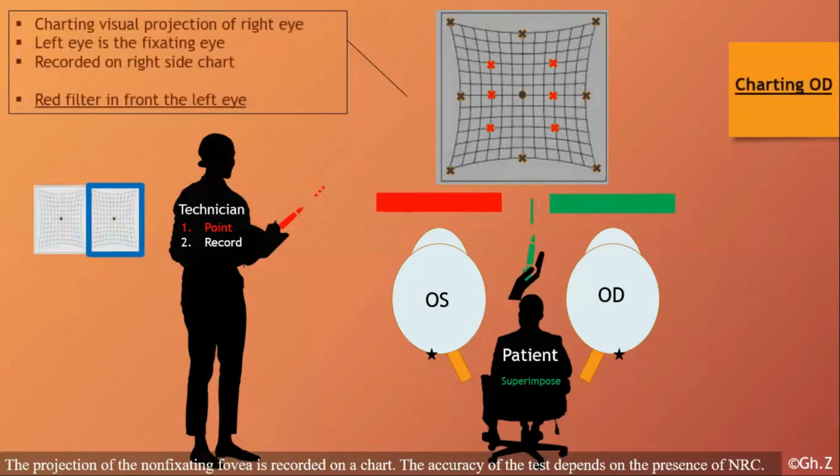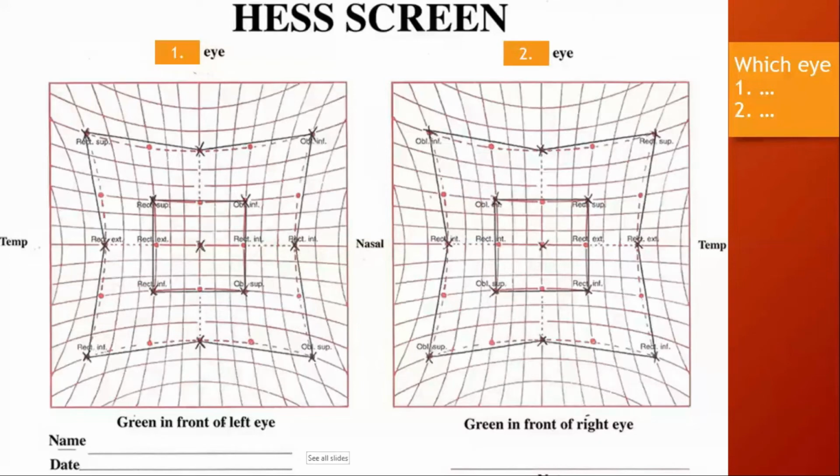Now, after she finishes the charting of the left eye, she will reverse the goggles. So the red filter is now in front of the left eye. So the left eye becomes the fixating eye, and we are going to chart the right eye. Whenever we have an eye behind the red filter, this eye becomes the fixating eye, and we are charting the other eye. I got it now. Okay, and this is the normal, and that's why I posted this slide before.